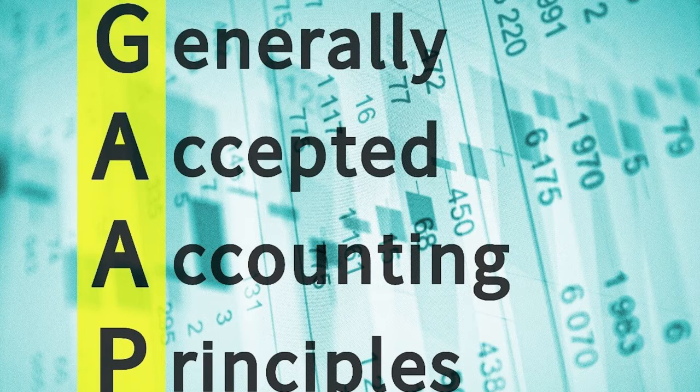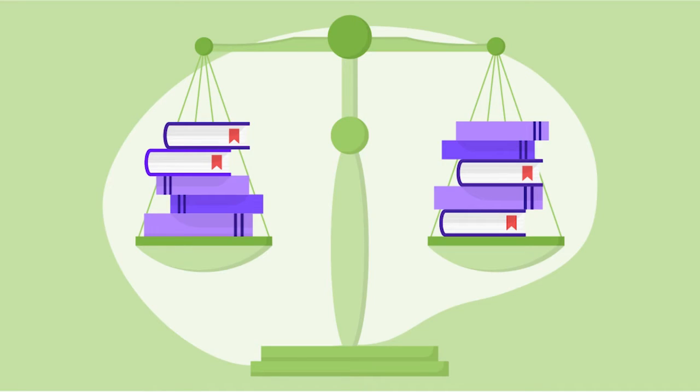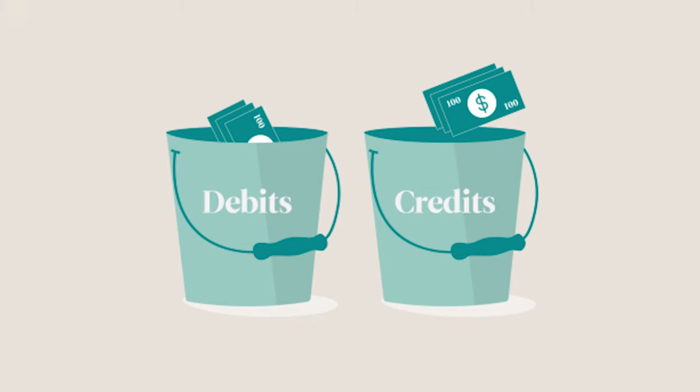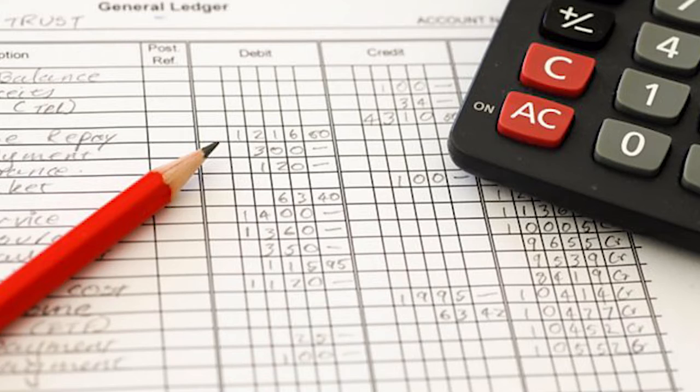Likely the single most important aspect of GAAP is the use of double entry accounting, a system of debits and credits. With double entry accounting, each transaction results in two entries being made. These two entries collectively make up what is known as a journal entry.